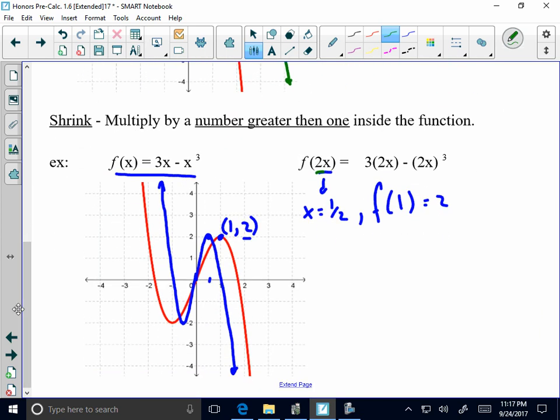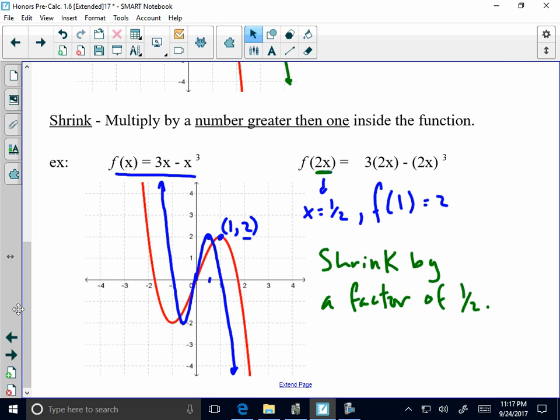So what we want to do is talk about how we would refer to this shrink. And what we would say is that this is going to be a shrink by a factor of the reciprocal, which is 1/2. And of course, that's because it's taking us half the time to get to the same function values, because all of the x values are immediately multiplied by 2.